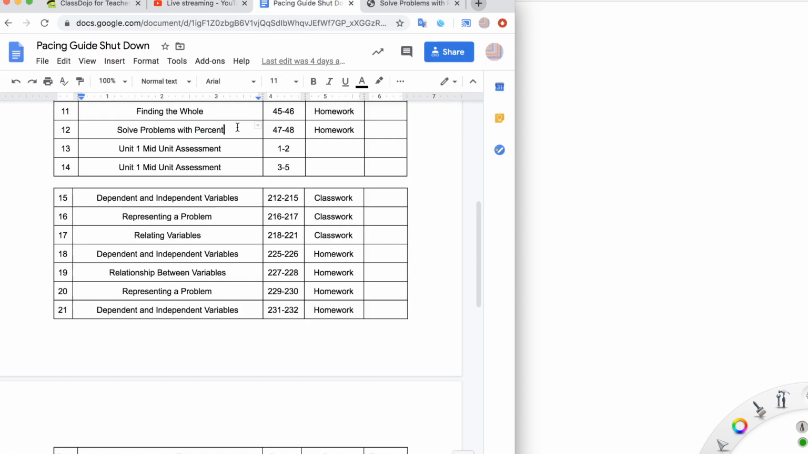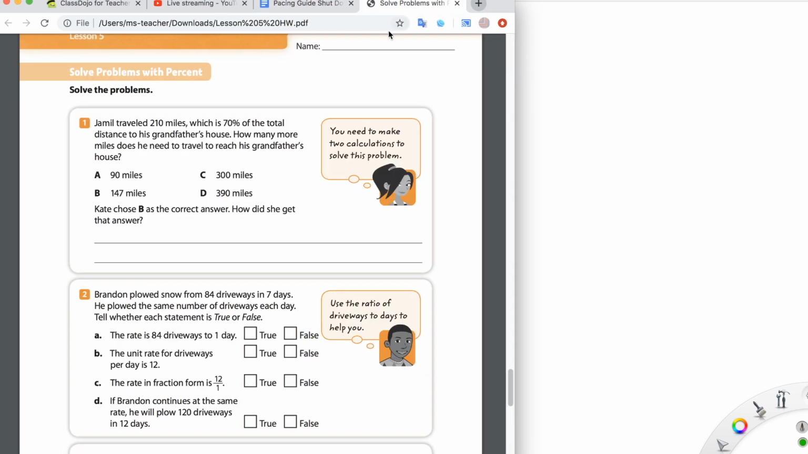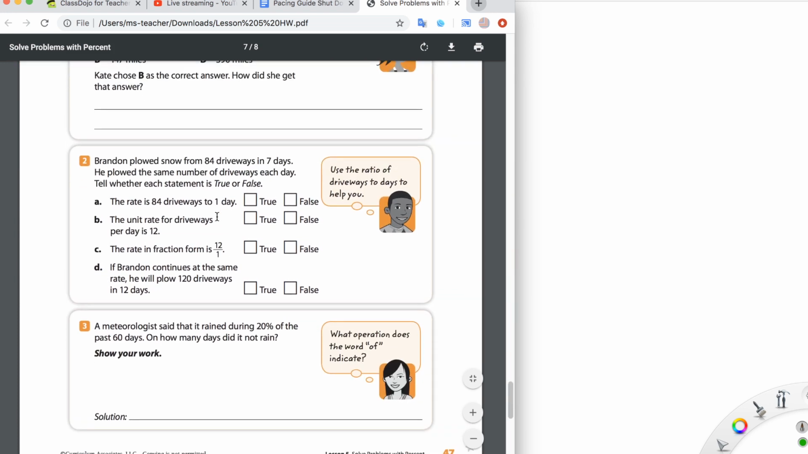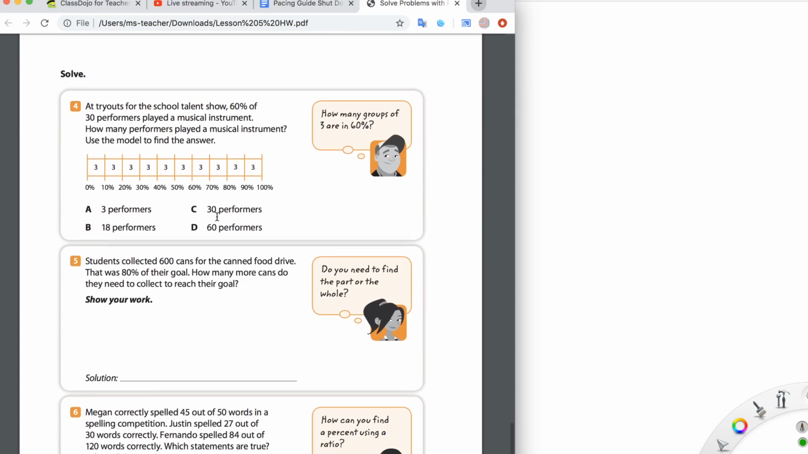All right, this is for day 12, page 47 and 48. Again, if you have the homework book, you can do it on there, but if not, you can just do it on the package you got. Page 47 and page 48 look like this. This is page 47, and this is page 48.